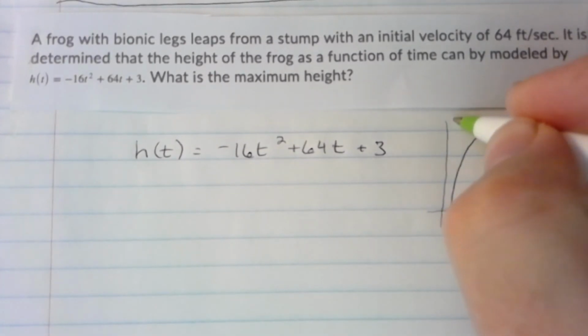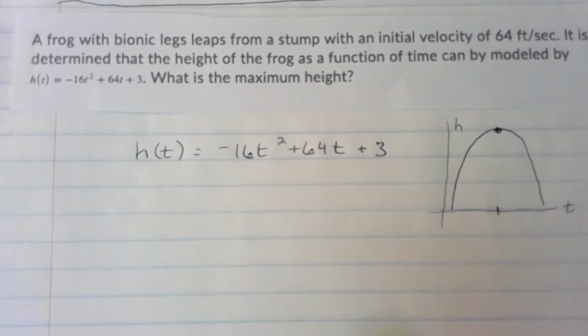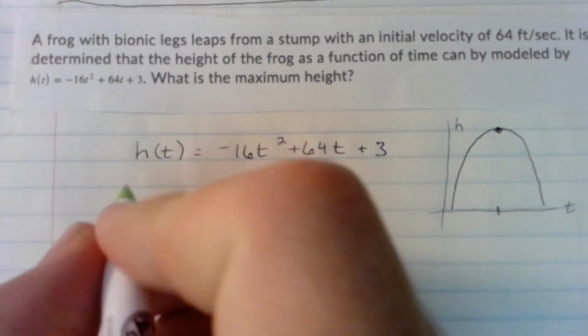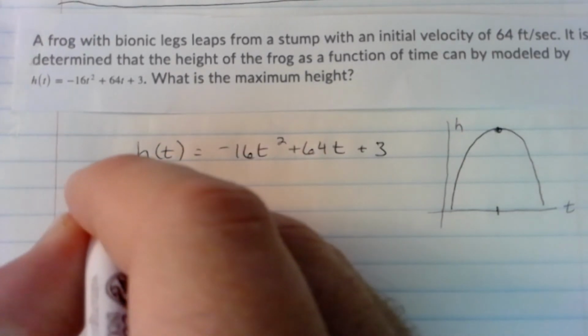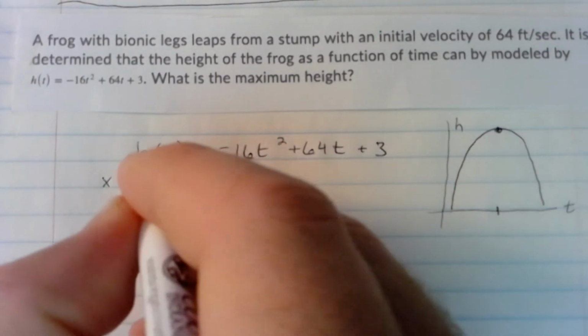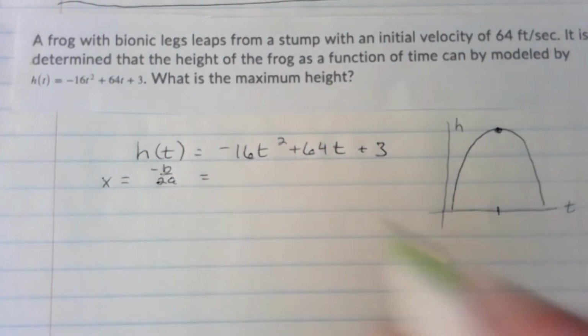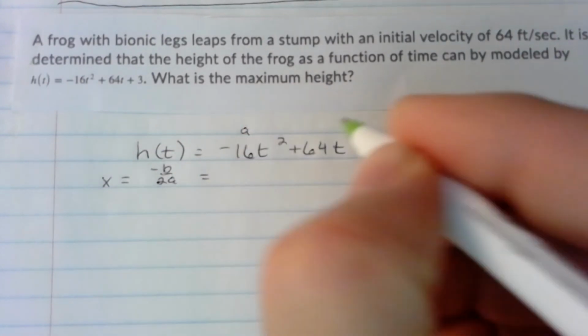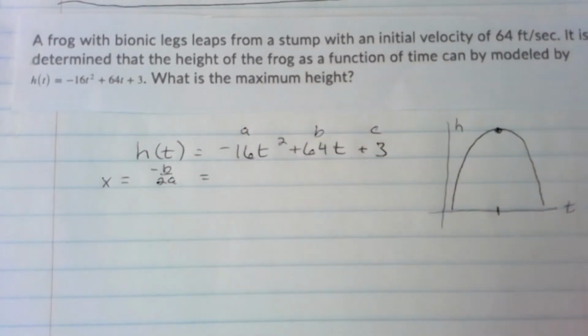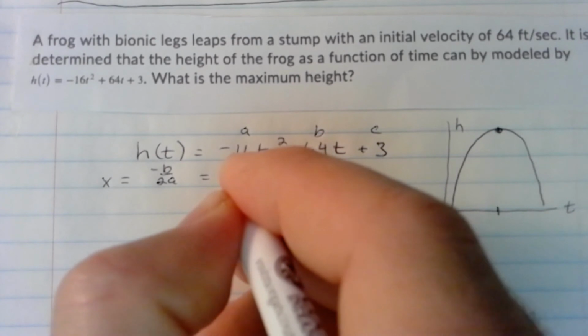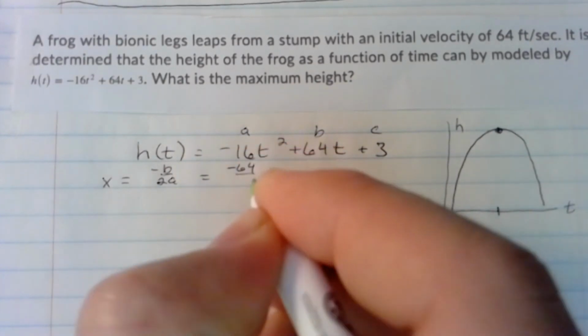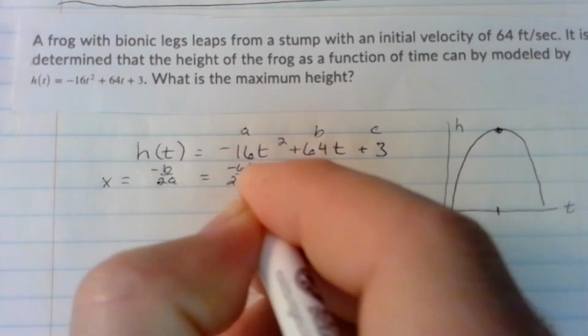First we'll apply the x-coordinate of the vertex, negative b over 2a, which in this problem a is negative 16, b is 64, and c is 3. Negative b is negative 64, and 2 times a is 2 times negative 16. 64 over negative 32, and that is a value of 2. That represents the time in seconds, 2 seconds, when it reaches its maximum height.